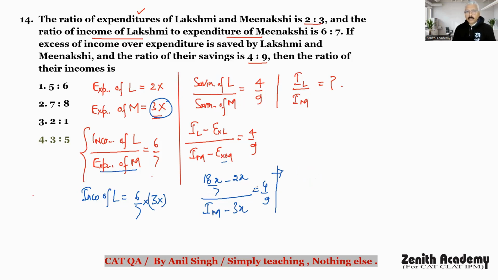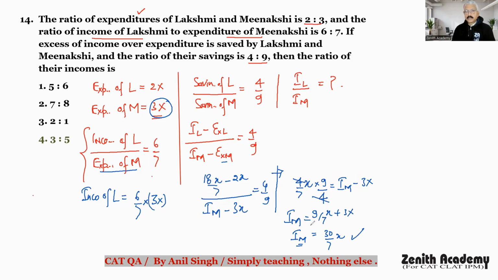Means 4 by 7x into 9 by 4 is equal to income of Meena minus 3x. This 4 and 4 cancels. So 9 by 7x. So finally, income of Meena will be 9 by 7x plus 3x. So 7 3 is 21, so it is 30 by 7x. It is the income of Meena.